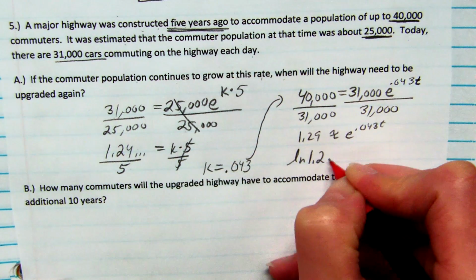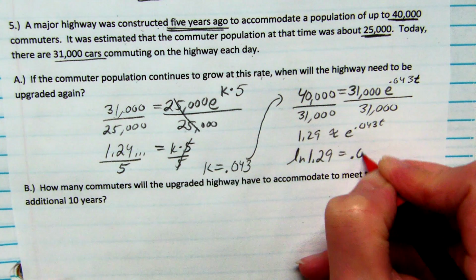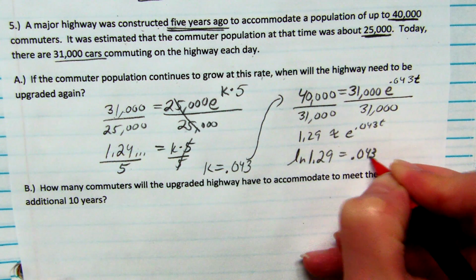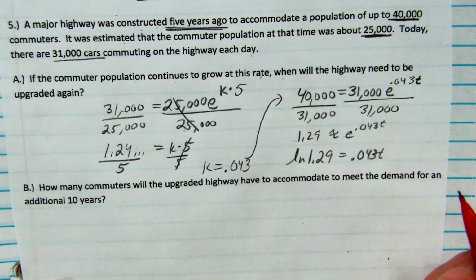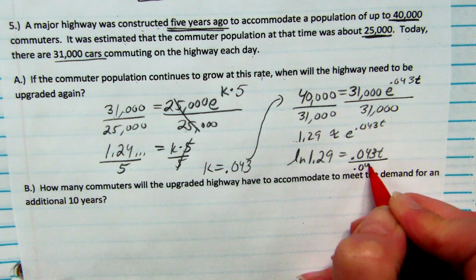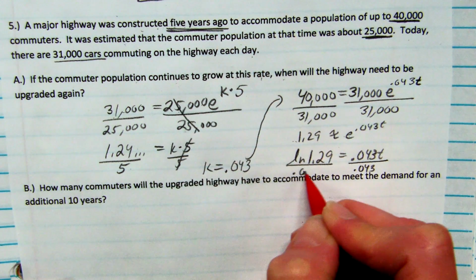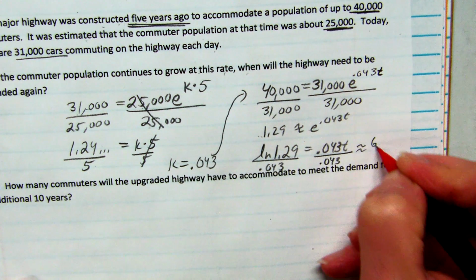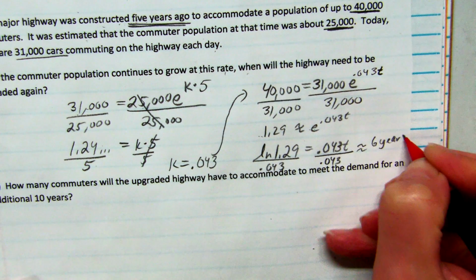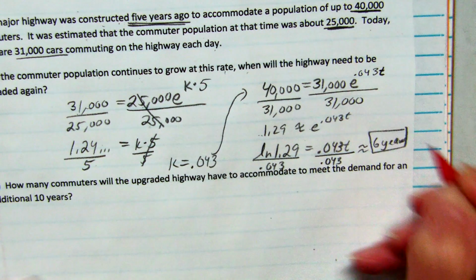Same thing we've been doing. Natural log of 1.29 equals 0.043t. You can think of just putting a natural log on each side, getting rid of this e showing up on that side. Divide by 0.043, and we get about 6 years. So they'll have to replace it in about 6 years.